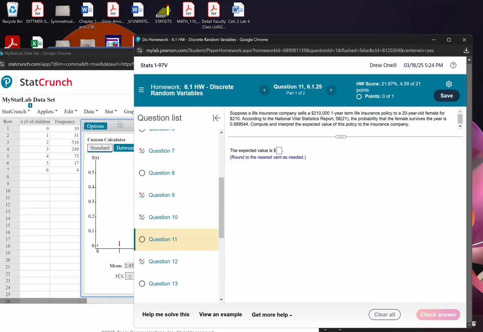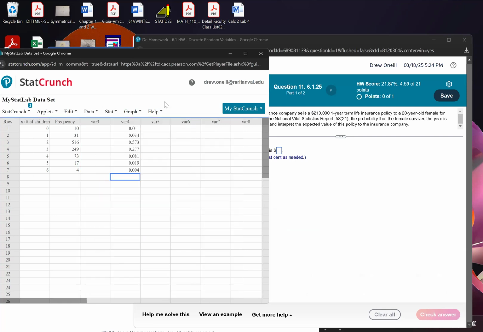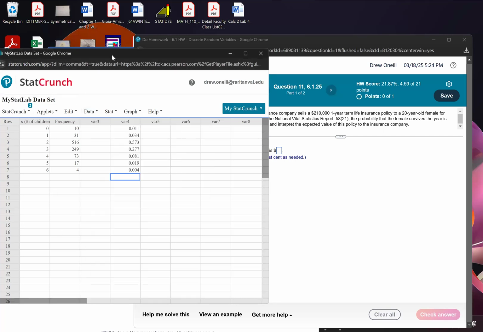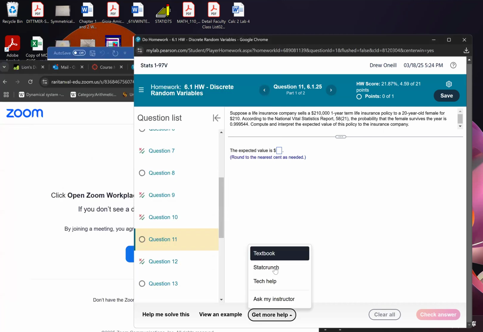Okay, and then we come to a crazy question. Now, it's probably good to know how to do this by hand, but I created my own way to do this. So I'm going to show you guys in StatCrunch how to do it. And let me close this. We open StatCrunch.